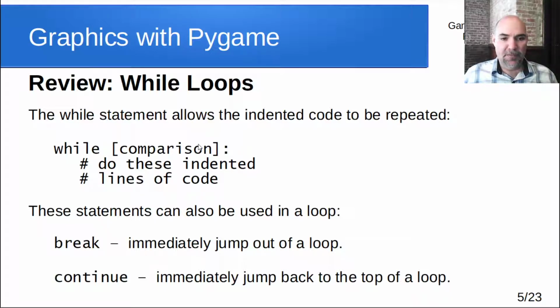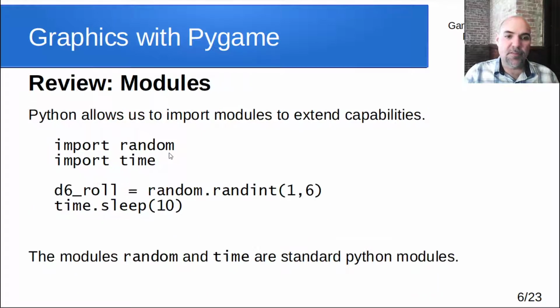If you do make an infinite loop and say something along the lines of while True, then there is a way to get out of it. You can have break, which immediately jumps out of the loop when it encounters that statement, and then continue, which does not jump out of it, but jumps back up to the top to check the comparison again. All right, so that's all review stuff.